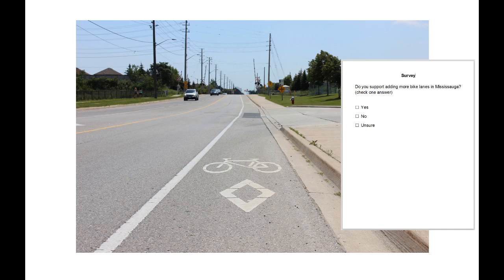So suppose we have plans to put more bike lanes in Mississauga. We want to ask the residents of Mississauga, do you want more bike lanes? So we could send them a survey and we could say yes, no, or unsure on the survey. Now, who we choose to ask, that would be how we sample the population, which we talked about previously. But now we're just talking about the survey itself.